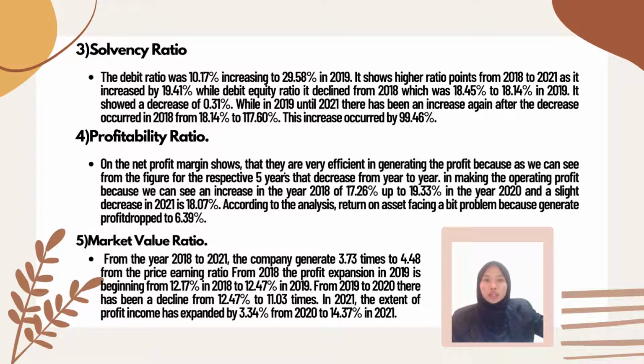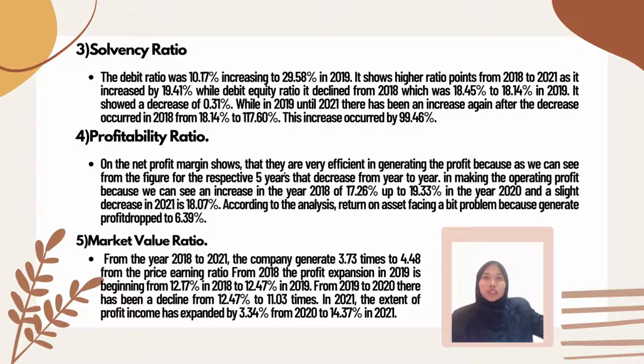18.14% in 2019. It shows a decrease of 0.31%, while from 2019 until 2021 there has been an increase again, after the decrease in 2018, from 18.14% to 117.16%. Next, I will explain the profitability ratio.